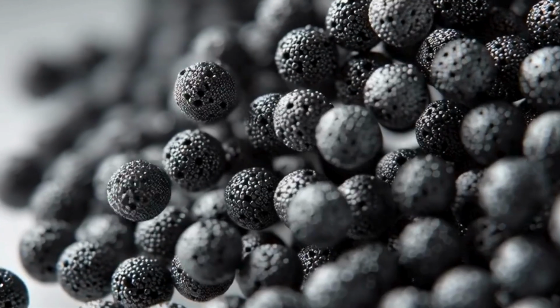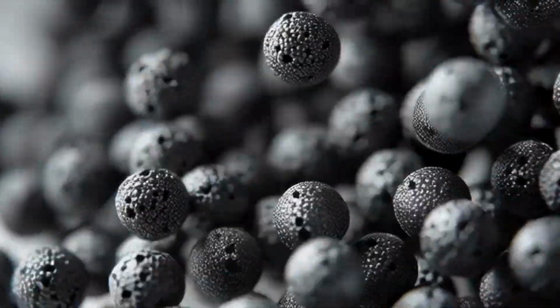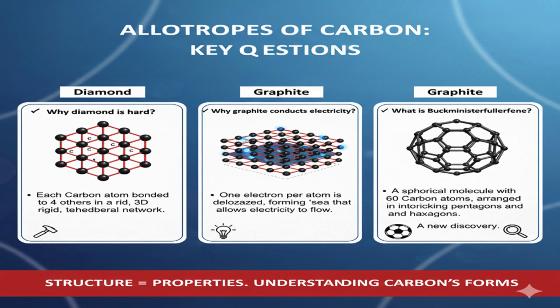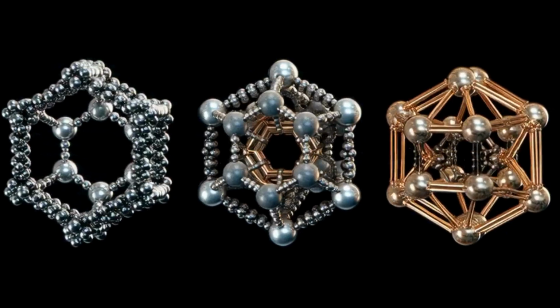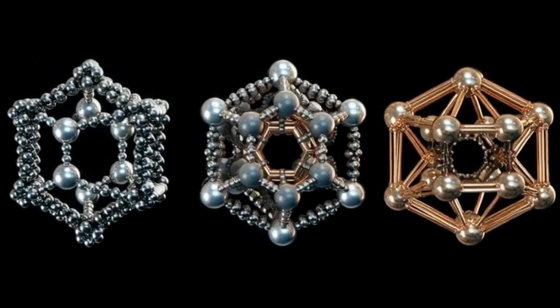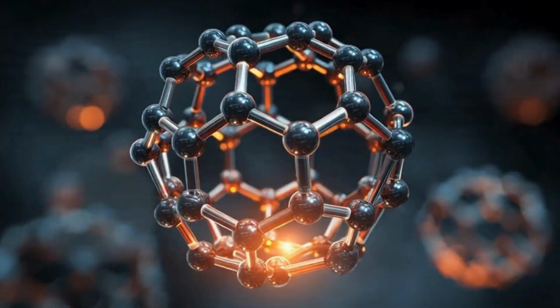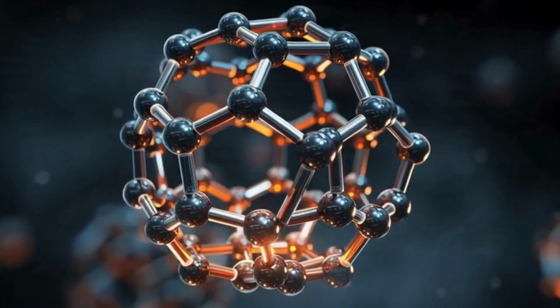Next, why does graphite conduct electricity? Graphite conducts electricity because each carbon atom in graphite is bonded to only three other carbon atoms, which leaves one free electron per carbon atom. These free electrons move freely between the layers of graphite and carry electric current. Last answer. What is Buckminster fullerene? Buckminster fullerene C60 is an allotrope of carbon in which 60 carbon atoms are arranged in the shape of a football, a soccer ball.